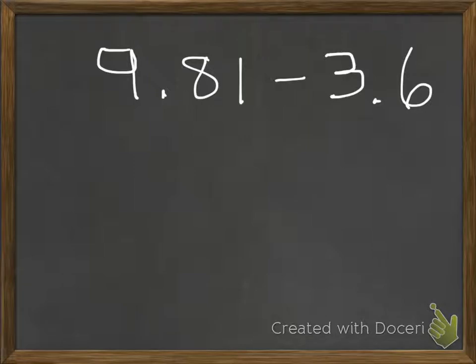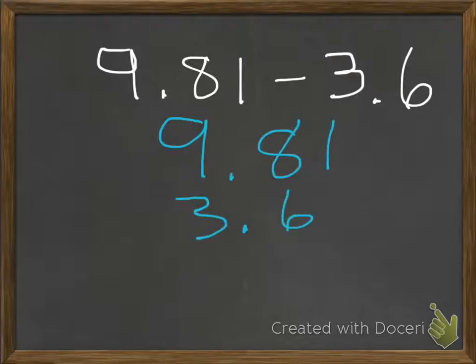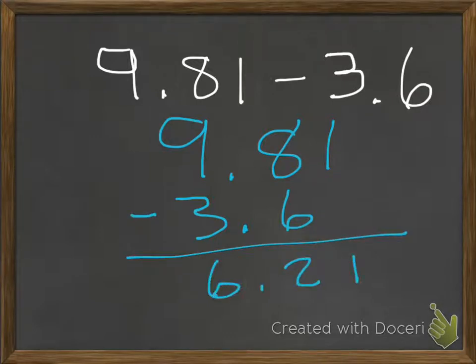Now subtracting is pretty much the same thing. You just go ahead and take your number and line it up at the decimal point and subtract, and we get 6.21. And again, just like in adding, you go ahead and take a look and see which number has the fewest numbers past the decimal point. And that would be right here, 3.6, only has 1 number past the decimal point.